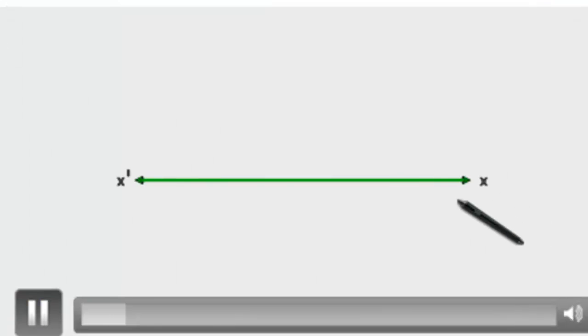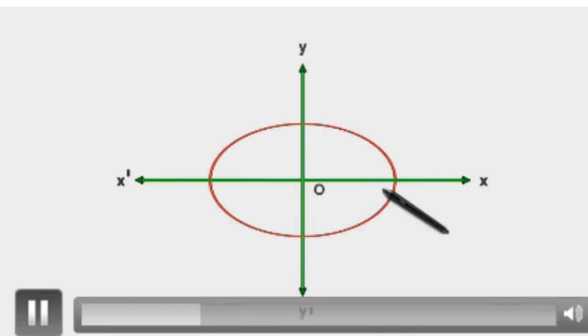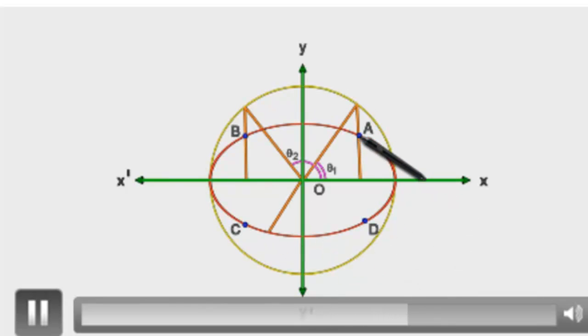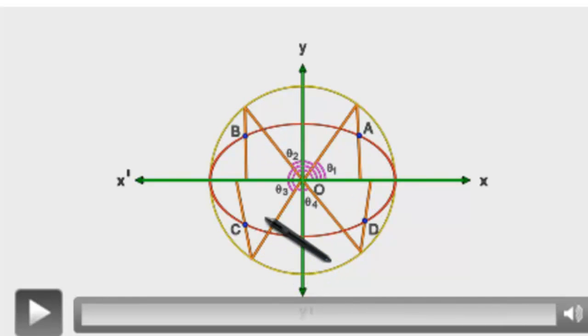Let us understand the concept by means of the animation shown here. This is the x-axis, the y-axis and the origin. This is the ellipse and this is the auxiliary circle, and A is a point on it whose eccentric angle is theta 1, and B is a point on the ellipse with eccentric angle theta 2, C is a point on the ellipse with eccentric angle theta 3, and D is a point on it with eccentric angle theta 4.